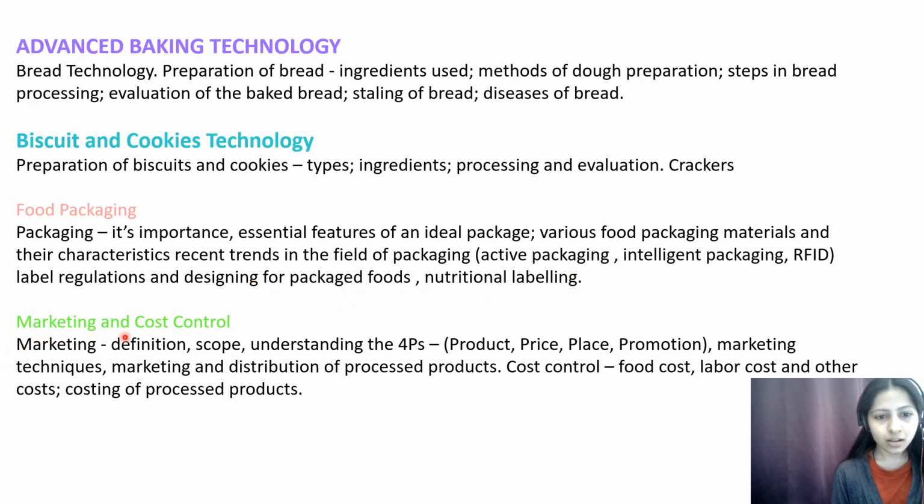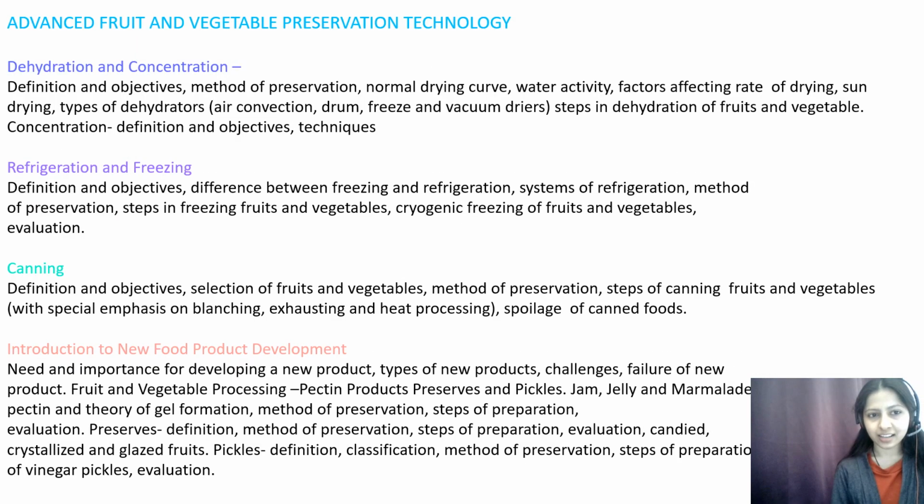Next, marketing and cost control. So how marketing is done, how the costing is done of the product. Yes, 4 P's, that is product, price, place and promotion. Marketing technologies, distribution of processed products, cost control, cost, labor and all these things. Again, next part, that is advanced fruit and vegetable technology.